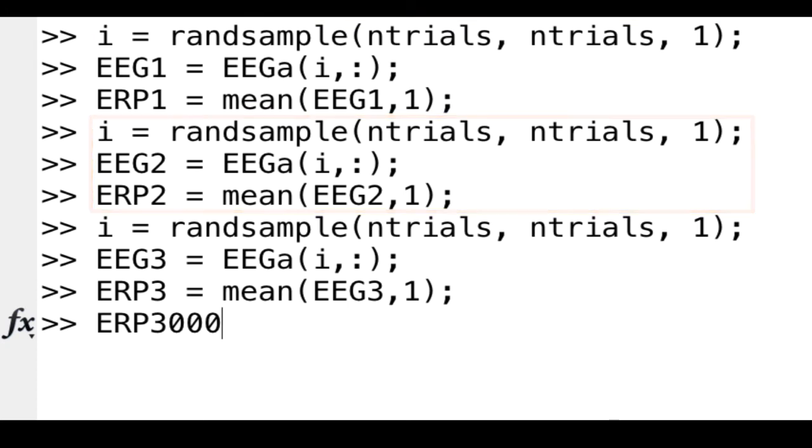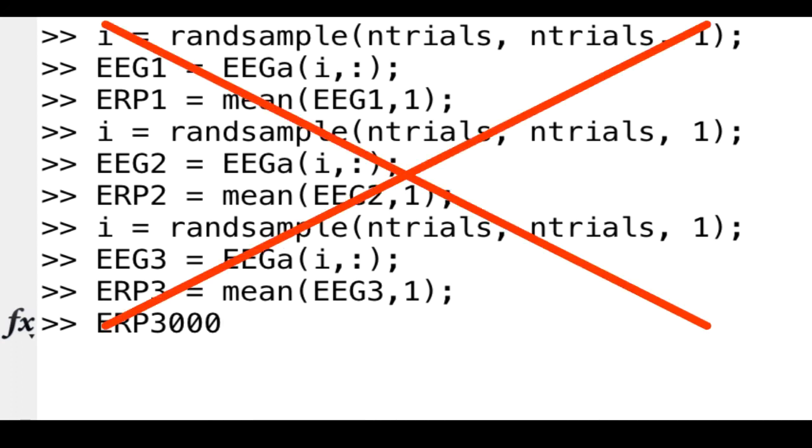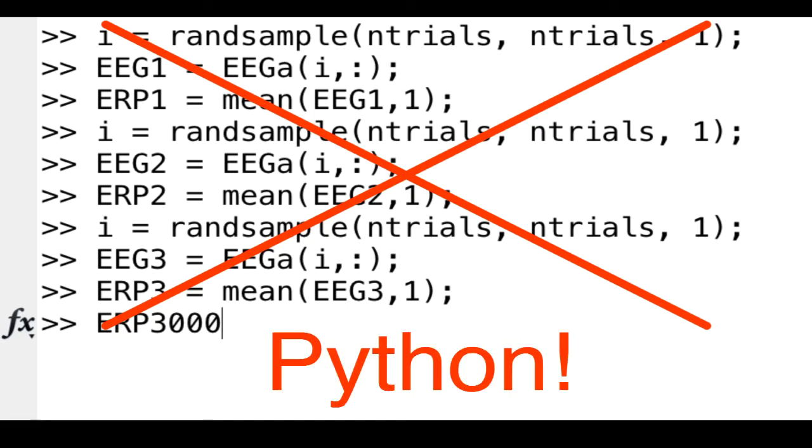The odds of making a mistake, at least for me, are very high. Instead of defining the variables in this way, we should let the computer do the hard work for us. A better approach to create the 3,000 resampled ERPs is to use a for loop. We do so in MATLAB as follows.